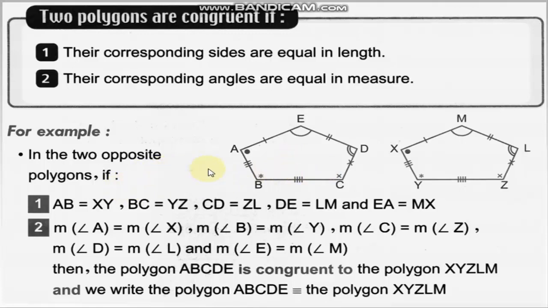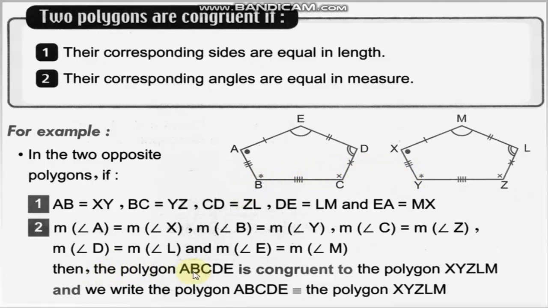Number 2. Measure of angle A equals measure of angle X and measure of angle E equals measure of angle M and measure of angle D equals measure of angle L and measure of angle C equals measure of angle Z and measure of angle B equals measure of angle Y.